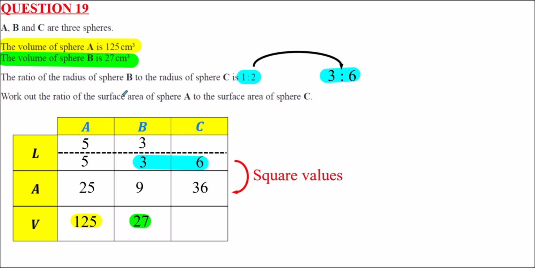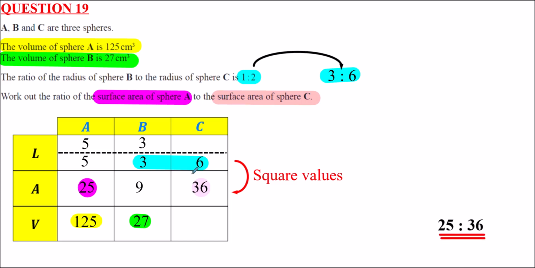But we only need the ratio of the area of sphere A to sphere C. So we need to consider the 25 and the 36, like so. And therefore, the answer is simply 25 to 36. And that ratio doesn't simplify down any further. So our final answer is simply 25 to 36.